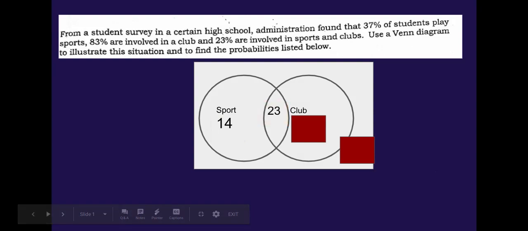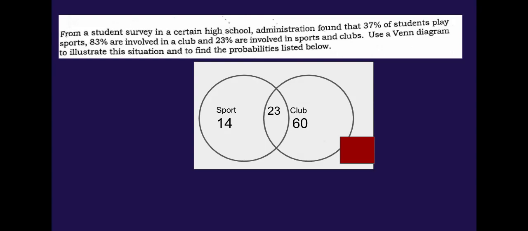14 and 23. So I know that the 23 was the intersection, so I can put that there first. And then knowing that 37% of students play sports, 23 plus 14 is 37. So I just took what they gave me in the problem, 37, I subtracted out the intersection, and that gave me the number of students that just play sports and are not involved in a club. And then in order to find the percent that's involved just in a club and not sports, you can take 83% of students that are involved in a club. You could subtract out the 23, and then you get 60% of students are just in a club and not in a sport.